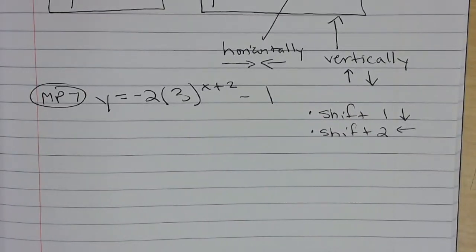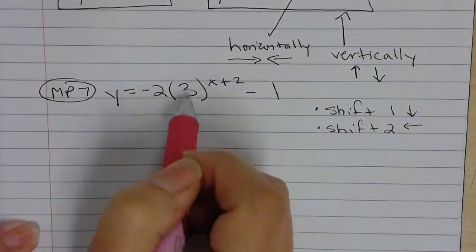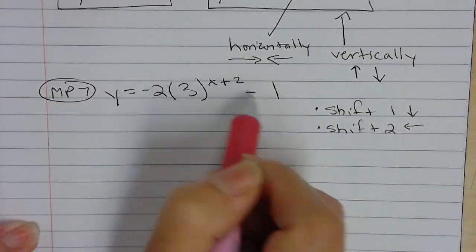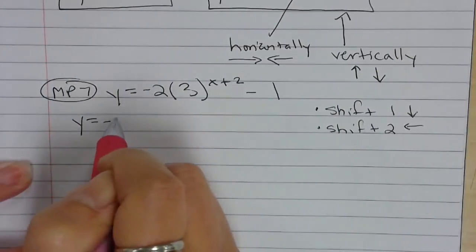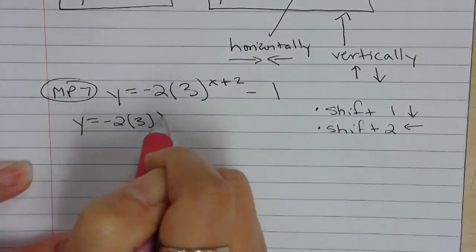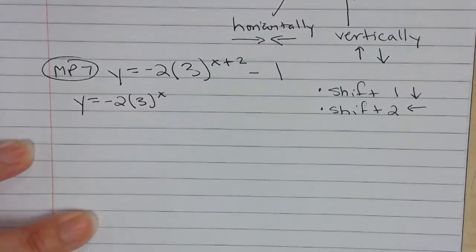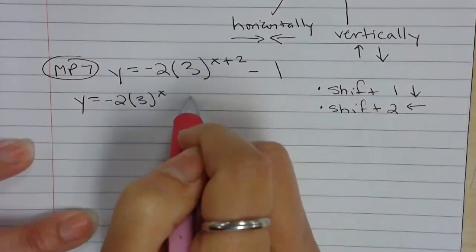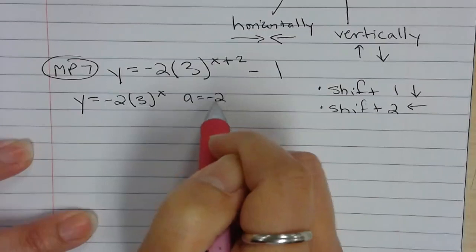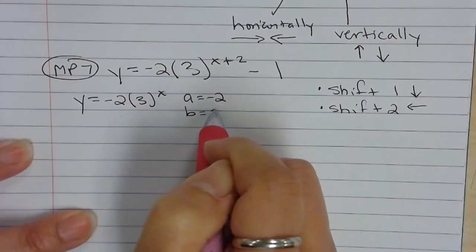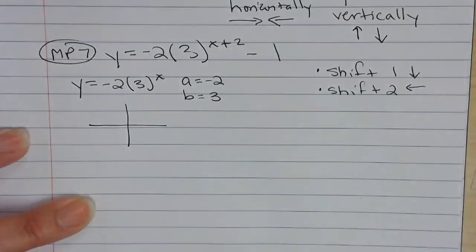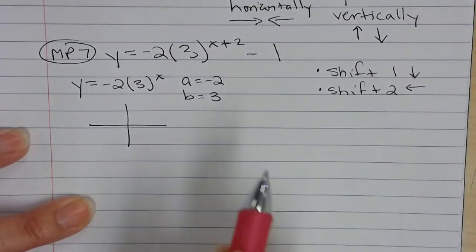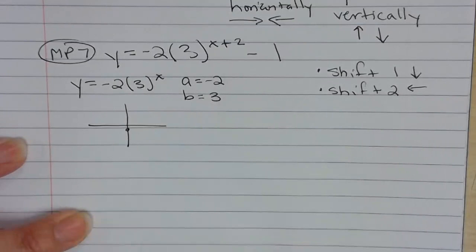Now, in order to graph it, here's how we're going to start. Let's write this equation without the transformations, like you did for homework last night. So y equals -2 times 3 to the x. We know this. What is a? -2. What is b? 3. Let's do a quick sketch. What's my y-intercept? -2. Awesome. You guys have nailed that.